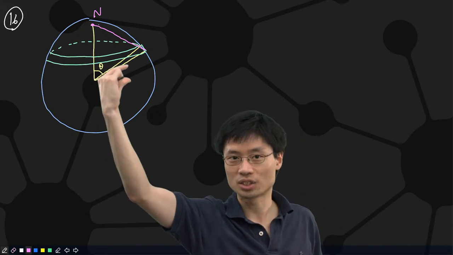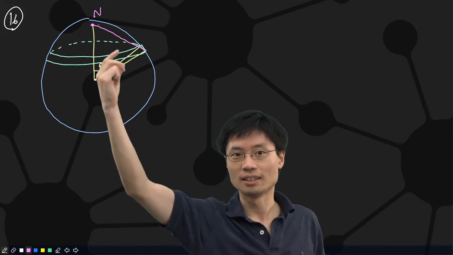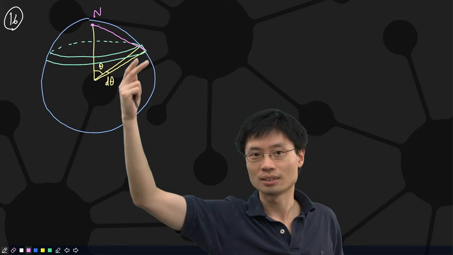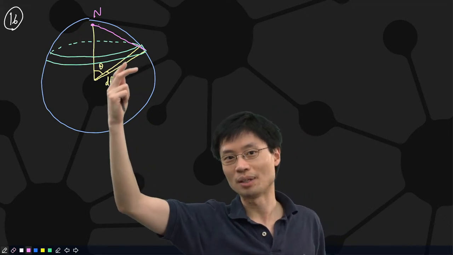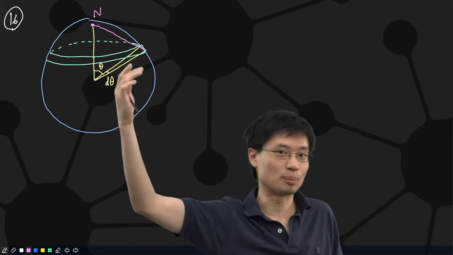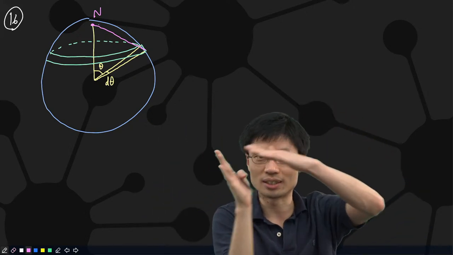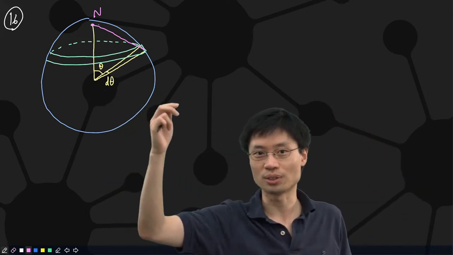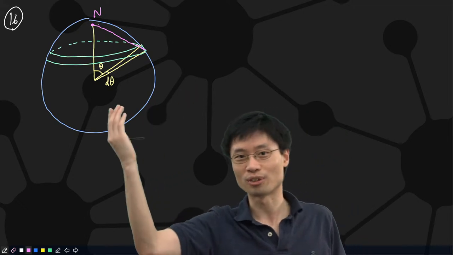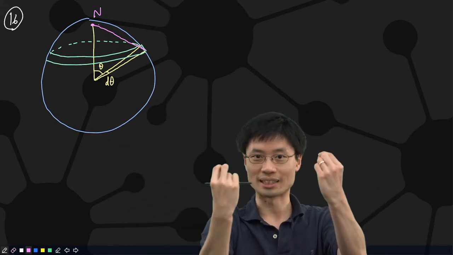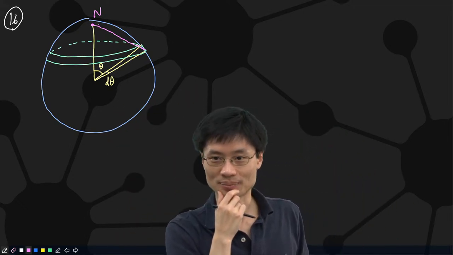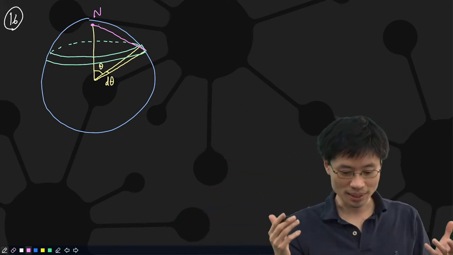Because as my shell gets thinner and thinner, if this was 0.4 in truth, maybe I have an error of up to 0.39, up to 0.41, but then make things thinner and thinner, and suddenly it's 0.399 to 0.401, and you're getting more and more precise. Okay? So that's what I want to add over.